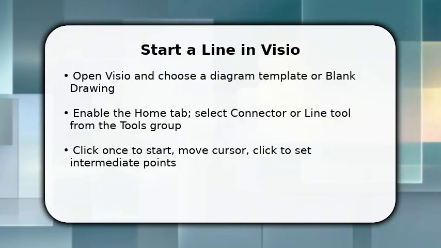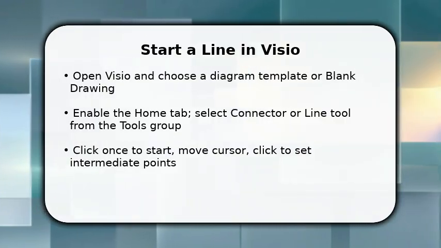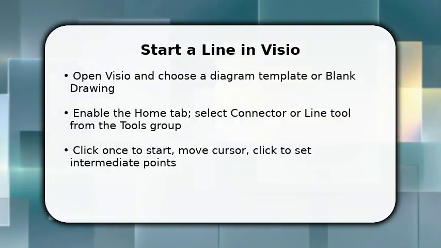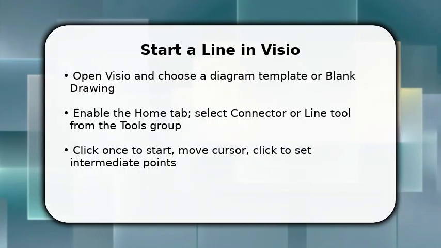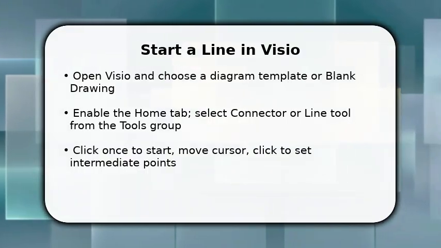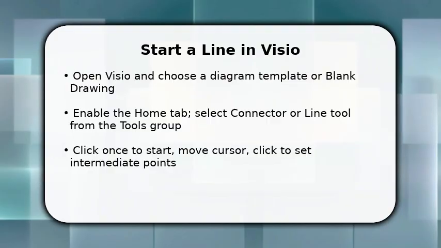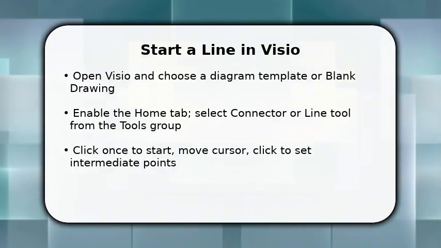Click once where the line should start and then move the cursor. This sets direction. If you want a straight segment, click again to end. For multiple segments, click at each corner. Make sure to use grid or guides for consistent spacing and clean alignment as you work.